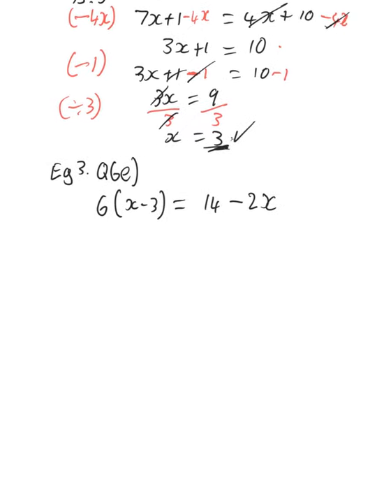Now our last equation has an extra step at the start. We can see the brackets here. In theory, you could divide both sides by a common factor of 2, but I don't think we'll bother with that. We'll just expand the bracket. So we'll go 6 times x is 6x, 6 times minus 3 is minus 18 equals 14 minus 2x.